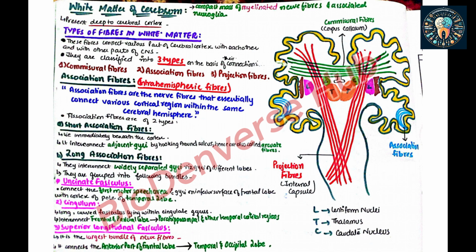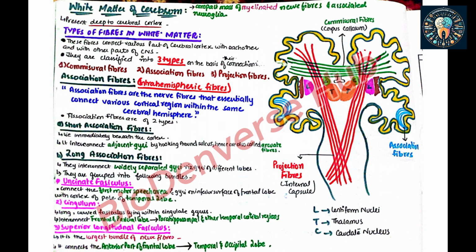They are also known as the intrahemispheric fibers. Association fibers are the nerve fibers that connect various cortical regions within the same cerebral hemisphere. Association fibers are further of two types: short association fibers and long association fibers. Short association fibers lie immediately beneath the cortex. They interconnect the adjacent gyri by hooking around the sulcus and hence are known as the arcuate fibers.